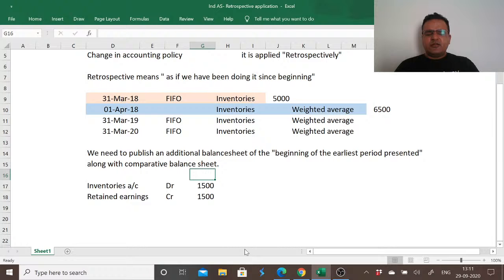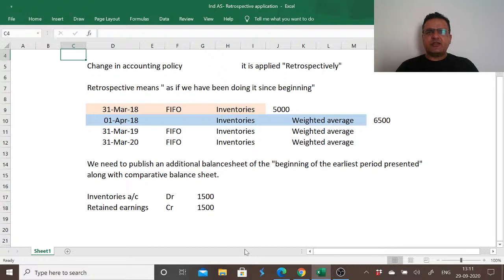So whenever we change an accounting policy, or even when we are applying Ind AS for the first time or changing the GAAP for the first time, all the adjustments are done against retained earnings. There is no other way of dealing with it. We make all the changes against retained earnings. This is applying the effect retrospectively and bringing in the change in accounting policy by publishing 3 balance sheets. This is the current year balance sheet. The current year balance sheet is on weighted average.